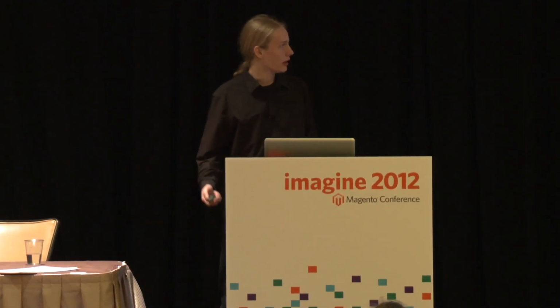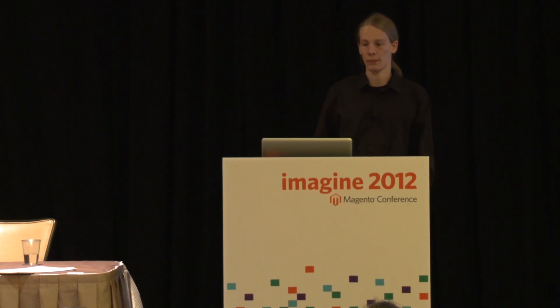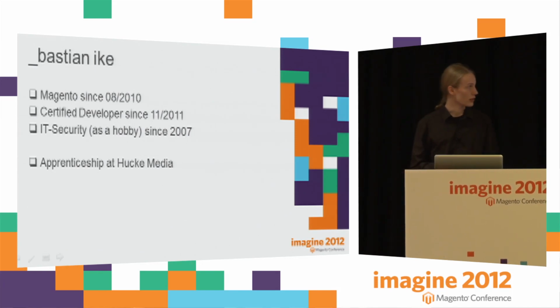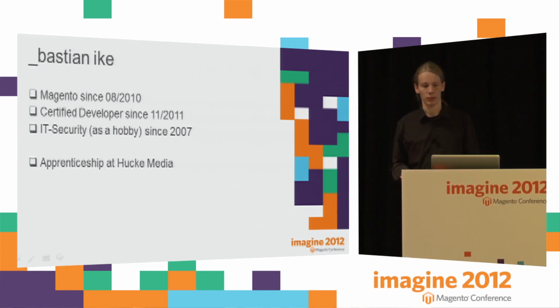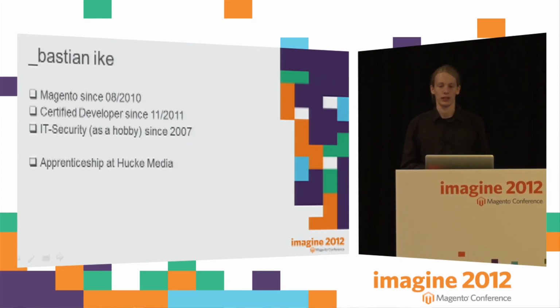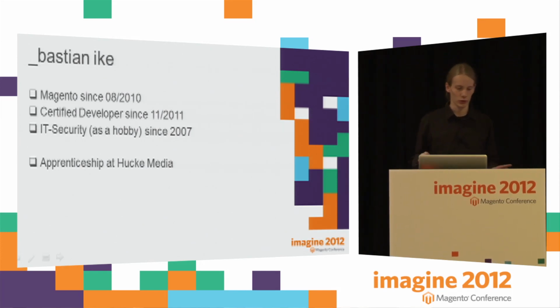First of all, I'll do a little introduction. My name is Bastian. I've worked with Magento for 1.5 years now, and I'm also a certified developer for a few months now. IT security and developing is a hobby for me for 5 years now. It's just a hobby, not my job. Also, I'm doing my apprenticeship at Wikimedia. It's basically what I'm working on right now. It's a bit different in German. You can ask me later if you have questions about this.